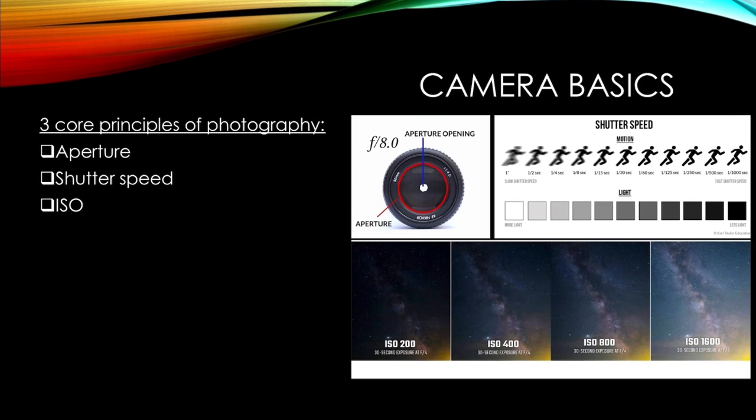Last but not least, there's ISO. Now, ISO pretty much wraps up the other two principles of exposure by controlling the amount of light that your camera lets into your sensor to control how light or dark your image appears. In brighter lighting, lower ISO is the best, such as ISO 100. But when less light is available, higher ISO is needed, like ISO 800.